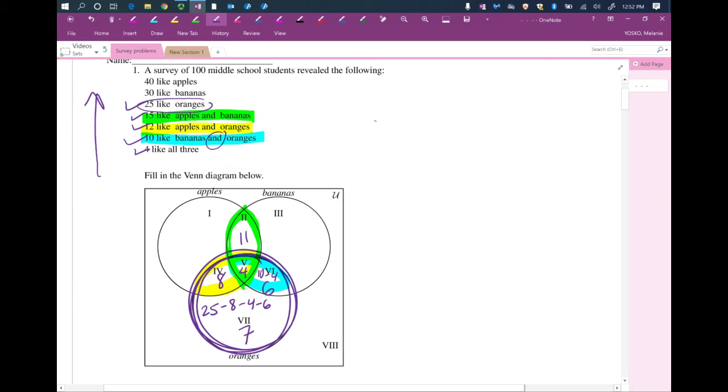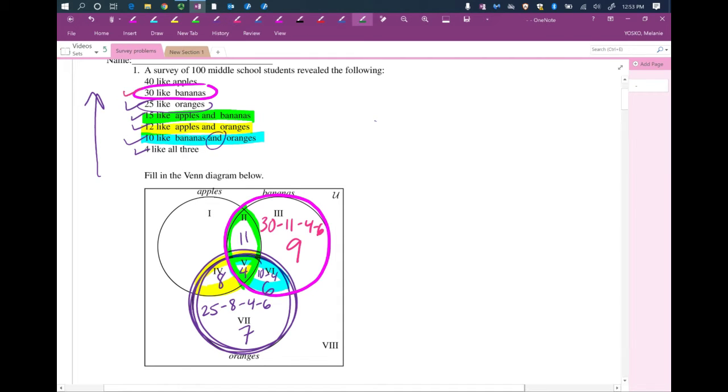So circle that. So 30 like bananas, so let's look at the banana circle. There's the banana circle. 30 like bananas. So all of these regions, 1, 2, 3, 4 regions, must sum up to 30. So 11 plus 4 plus 6 plus whatever's out here will equal 30. So if we're looking for what's in region 3, we're going to do 30 minus each of these regions. So let's do it. So 30 minus 11 minus 4 minus 6. So what is that? 30 minus what? 21? So it should be 9. 9 students like only bananas.